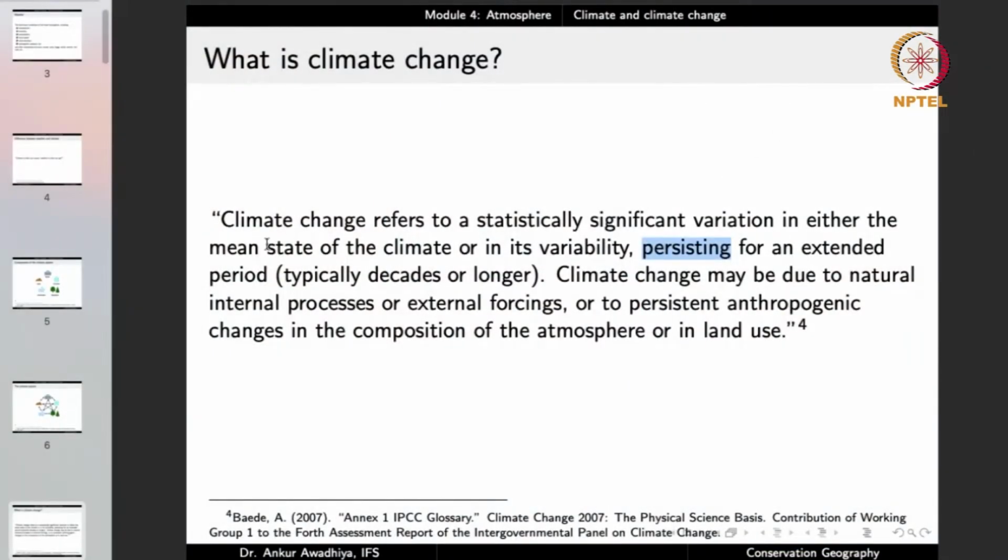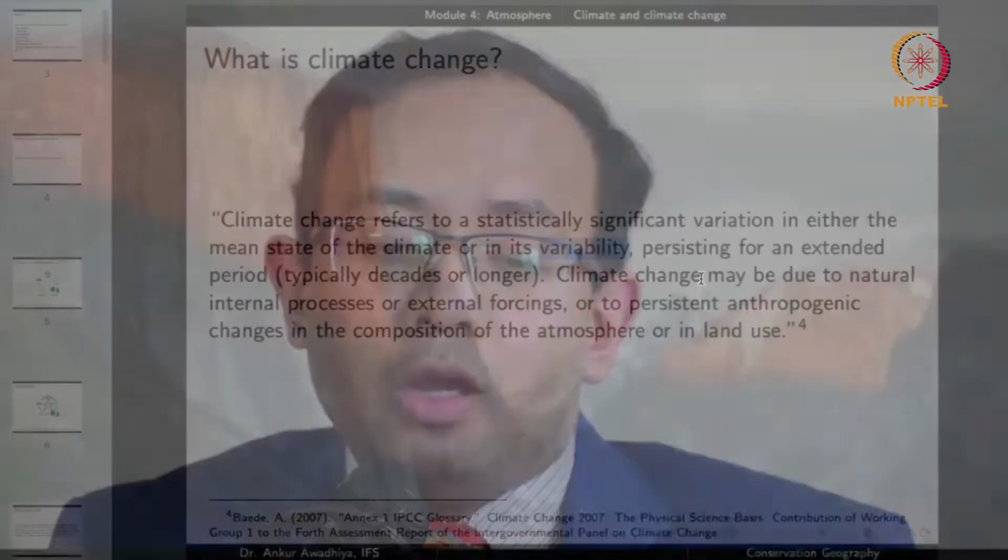And variation in what? Either the mean state of the climate or in its variability. So when we say the mean state, we are talking about if the temperatures in December go up. So on an average, the December temperatures in India are pretty low, but if they increase, then there is a change in the mean state.